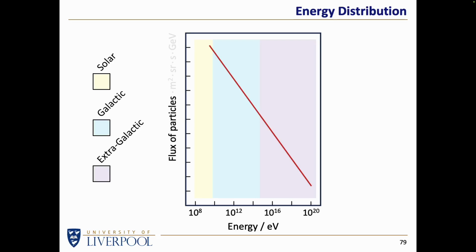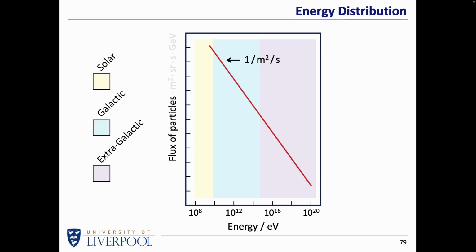In terms of how many we might expect, the flux of particles as a function of energy, you notice that the more energetic they are, the less likely we are to see them. That's just as well, otherwise we'd be pulverized by really high energetic stuff. We think the lower energy ones are probably from the sun, the middle energy ones are probably from the galaxy, and the higher energy ones are probably extragalactic. But that's just an assumption. We haven't got any positive proof of that just yet.